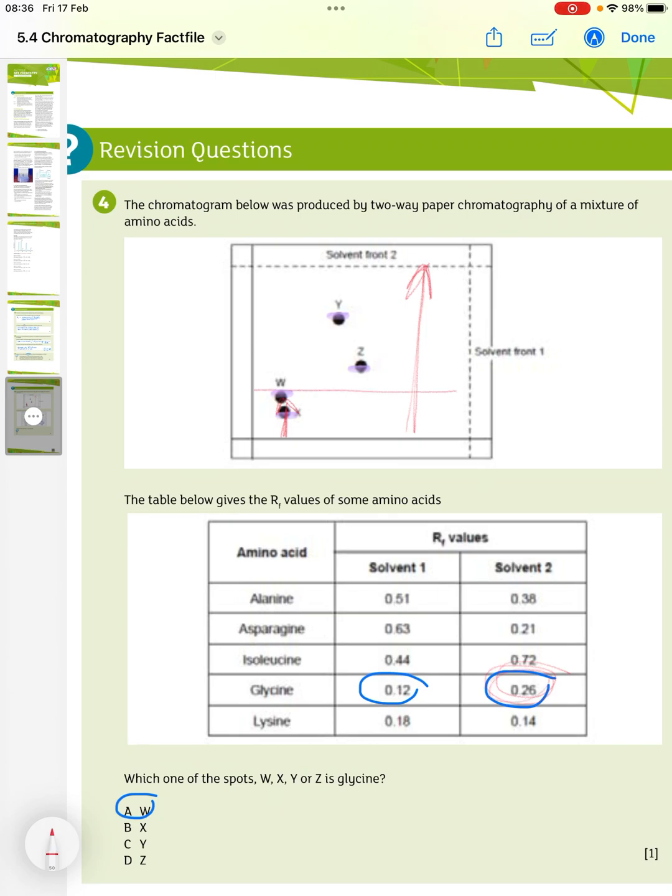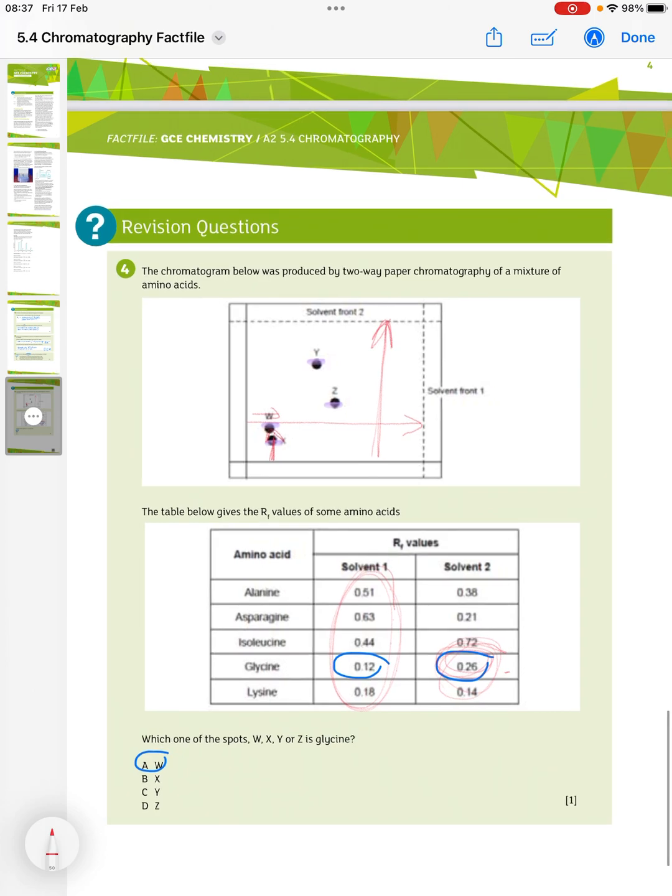If you did it this way, that's solvent front 1, and that is distance 1, so you're just working those out. Now, you don't actually need to do both, because if you look at these, all of the solvent 1 RF values are different. So if you just work out one of those and then check it with the solvent 2, that should be enough. So you're at most going to have to do 5 little calculations. But if you're lucky, you start with W and it cuts down your time an awful lot. Okay, so the answer there was W.